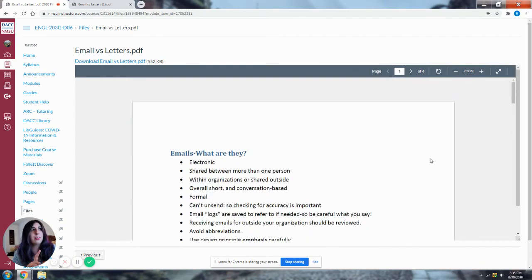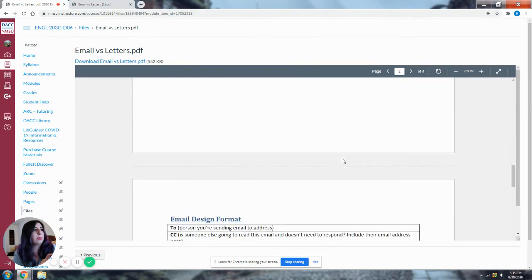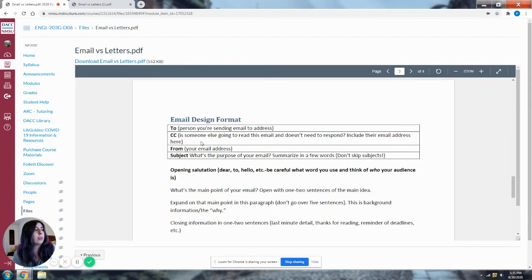So let's talk about emails. This file has an email sample. I'm going to show you a sample of an email. I tried to make it clear on this Word document just so you can visualize it a little bit better. Email design format, so the technical computer information is up here at the top, right?